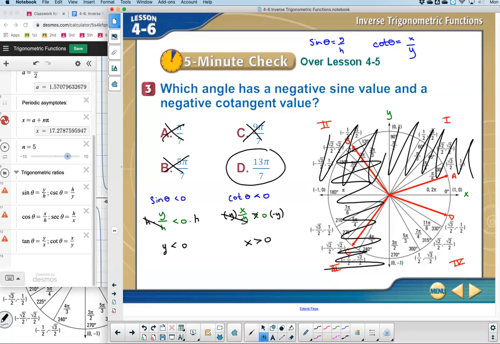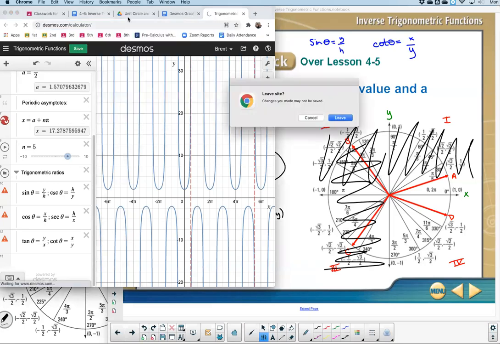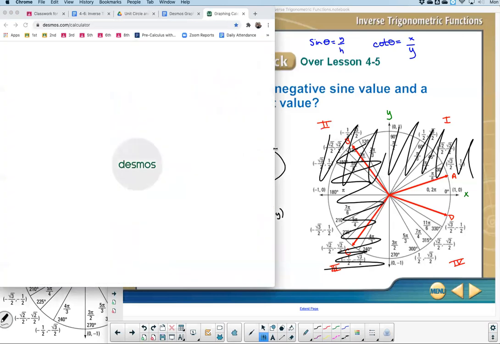So that's a review of previous lessons. Oh, and I didn't walk you through this. Let me just clear this calculator. What you could do also, this is a great little trick, is using technology.